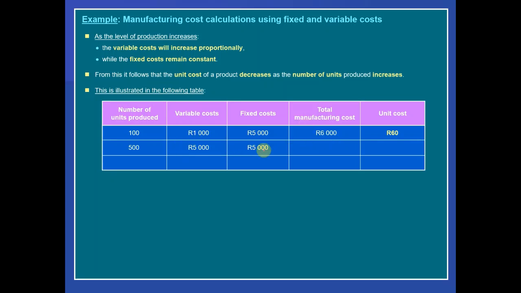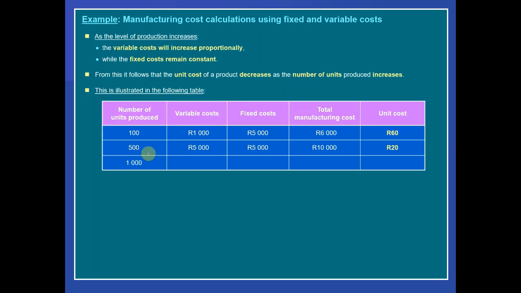Now our total manufacturing cost is the variable cost of 5,000 plus the fixed cost of 5,000, which will result in 10,000 Rand. And now we need to divide this total manufacturing cost of 10,000 Rand by the number of units, 500. And then we will get 20 Rand. So the unit cost has now drastically reduced from 60 Rand per unit to 20 Rand. So it's now much easier to make a much bigger profit.